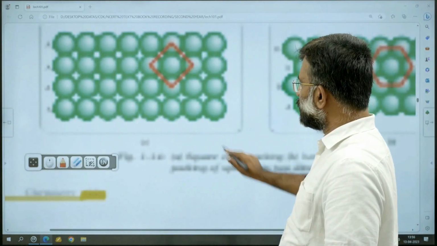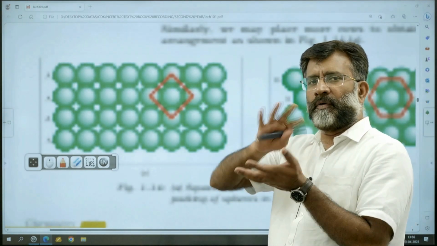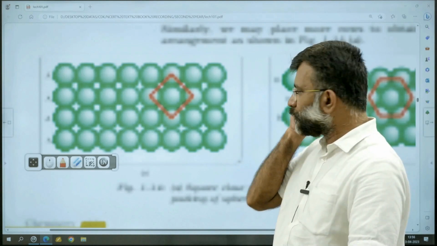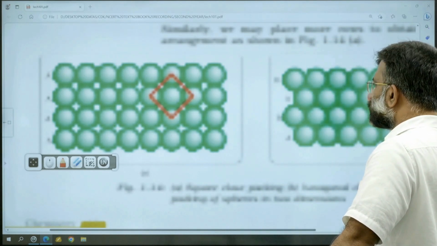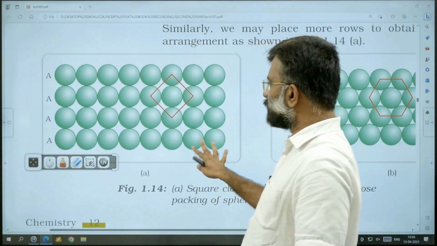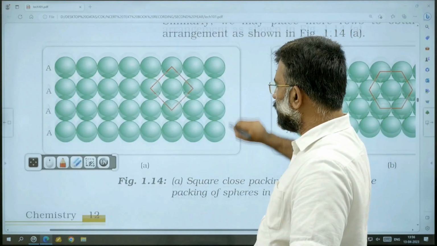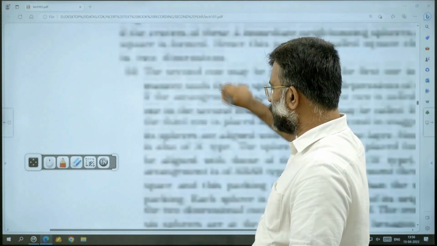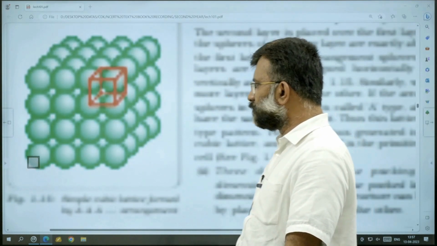We are taking this layer and putting one over the other. That is what we do. Look at this layer. Since it is diagrams, it will take time. You see, this layer is taken and each layer is put one over the other. That forms the AAAA type arrangement. That forms a simple cubic system.